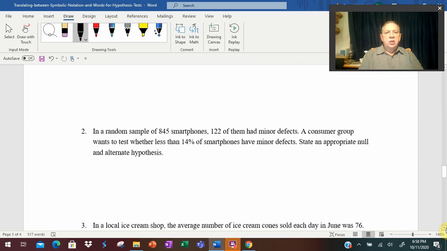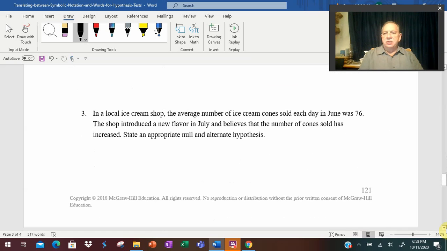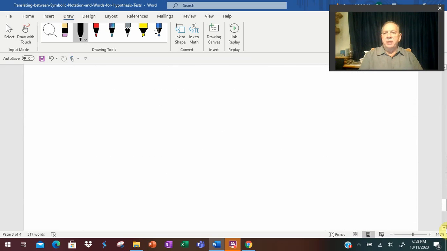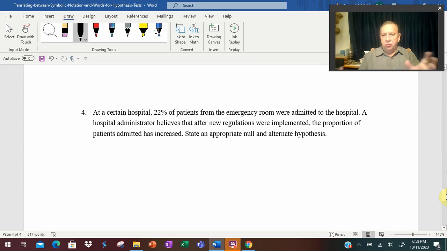Okay, so here is the very same thing that I just went through: state an appropriate null and alternate hypothesis, write the statement, what they're trying to prove or disprove, write the complement, then do an H0, HA assignment, and then you're on your way.